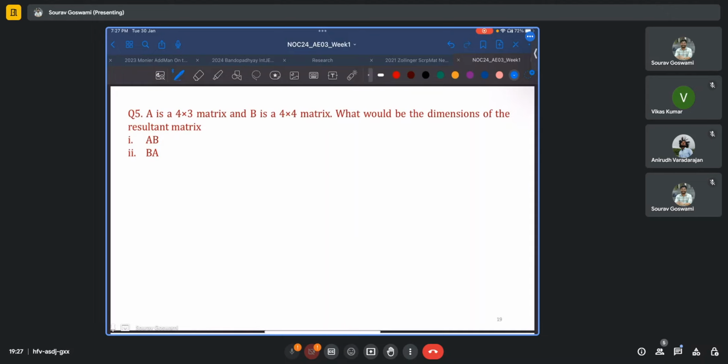The fifth question says that A is a 4 cross 3 matrix and B is a 4 cross 4 matrix. So we have two matrices. And what would be the dimensions of the resultant matrix AB and BA? Now A has dimensions 4 cross 3, B has dimensions 4 cross 4. For the product AB, we find that the number of columns of A is not equal to the number of rows of B. Thus, this is not defined.